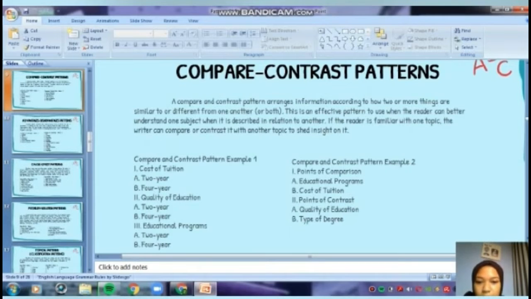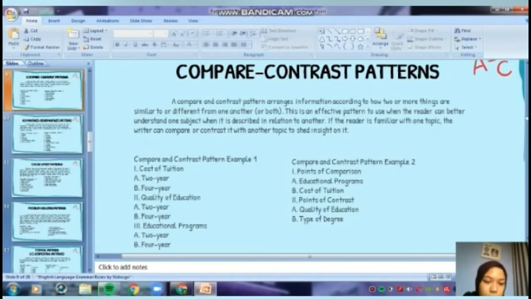Compare and contrast pattern example 1. 1. Cost of tuition. A. 2-year. B. 4-year. 2. Quality of education. A. 2-year. B. 4-year. 3. Educational program. 2-year or 4-year.